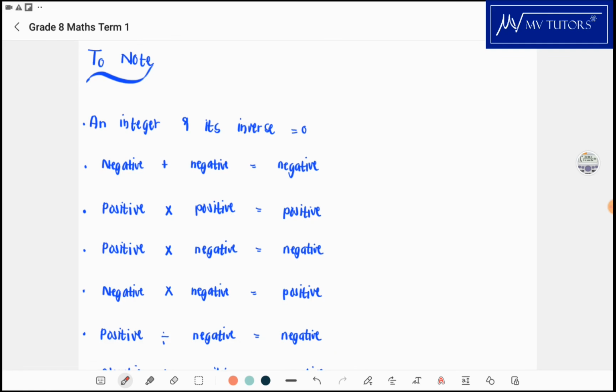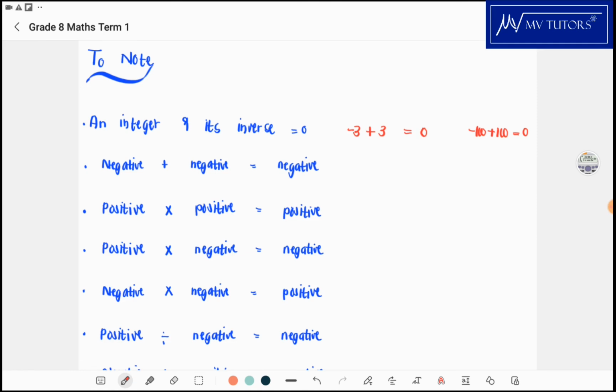Okay, now an integer and its inverse is equal to 0. What does that mean? Basically, if you have an integer, let's say negative 3, and we add its inverse, which is a positive 3, we're basically going to get 0. Okay, try that with any number. Negative 100, we add 100. It's like you're taking away 100 and putting back 100. You're going to get 0.